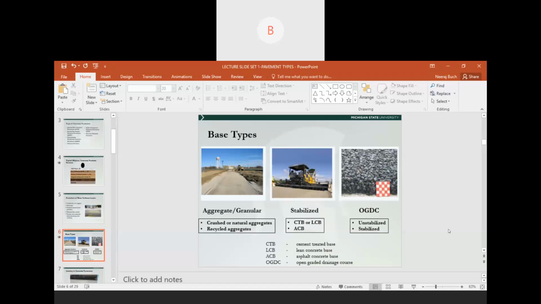So here are some pictures showing you different kinds of bases. This first picture on the left shows you what an aggregate or an unbound granular base looks like. And the granular base or the unbound base can be made out of crushed or natural aggregates, or recycled aggregates. So this material is placed and then it is compacted to the right density.